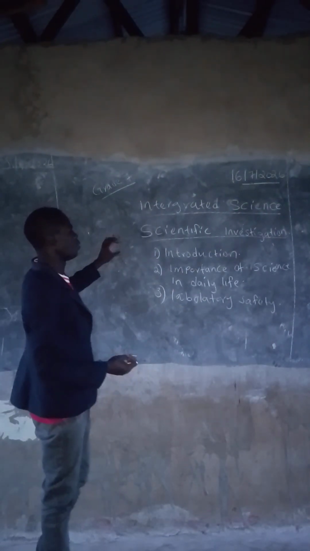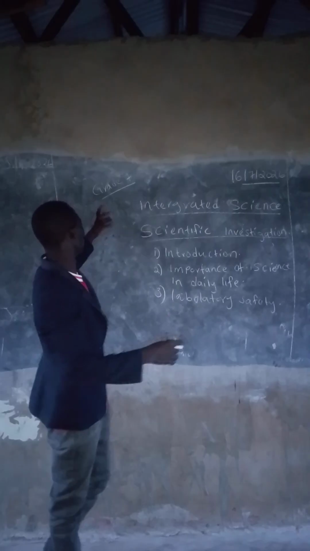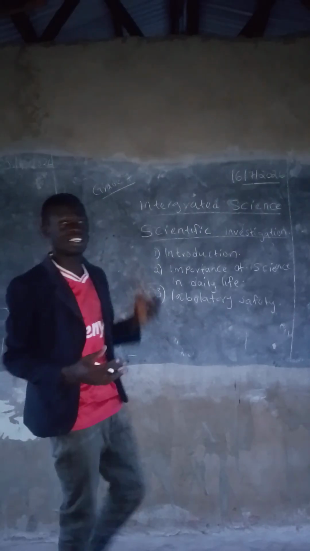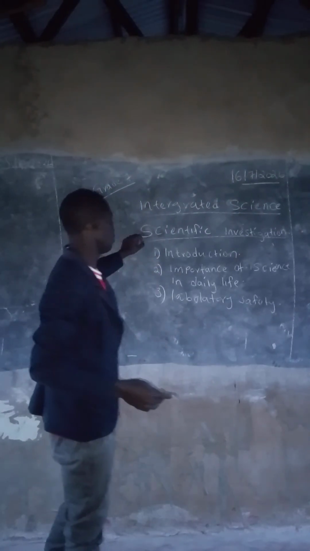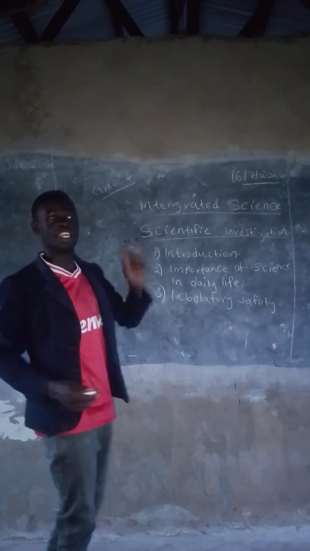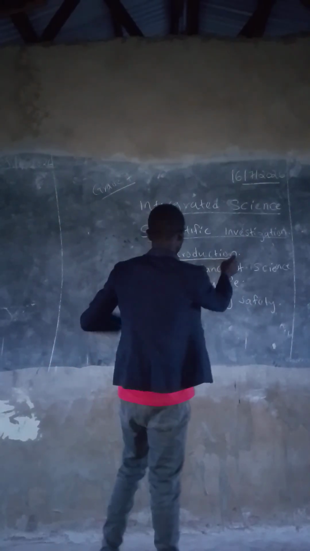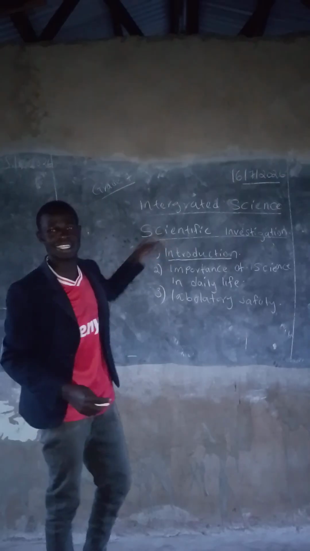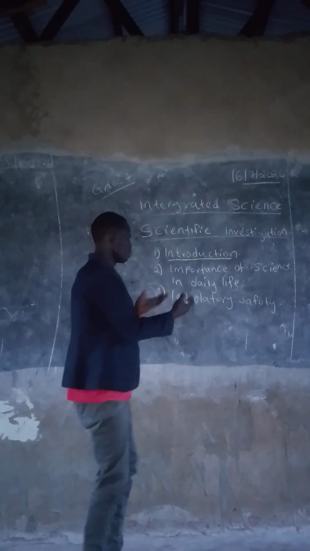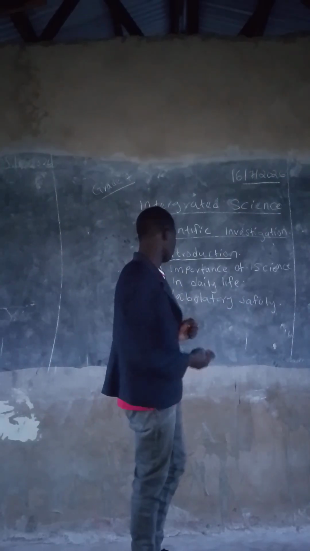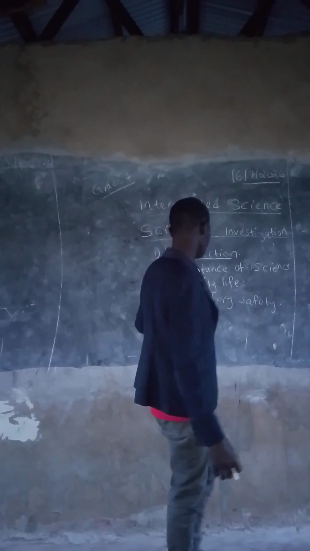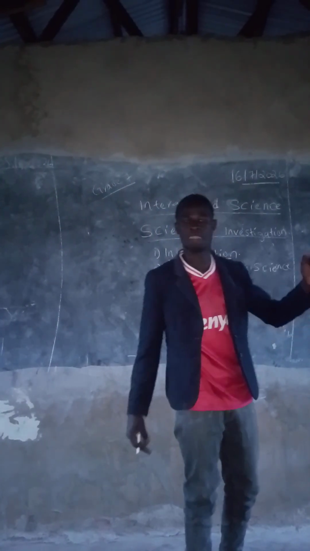So today we will look at integrated science grade 7. We will begin with the first strand, scientific investigation. We will look at the introduction to integrated science, the importance of science in daily life, and lastly we will look at laboratory safety.